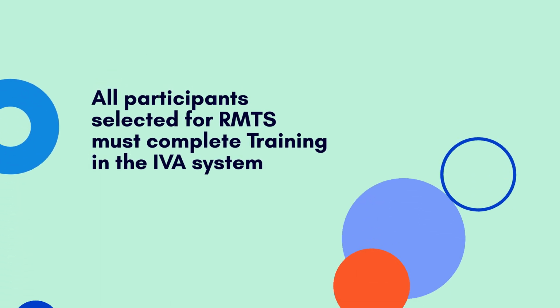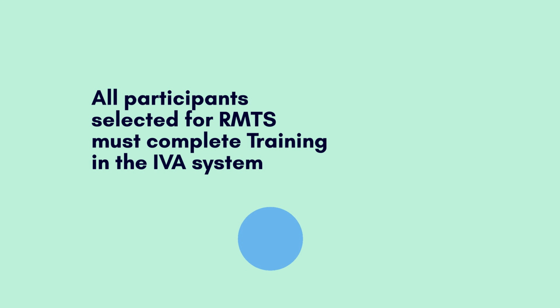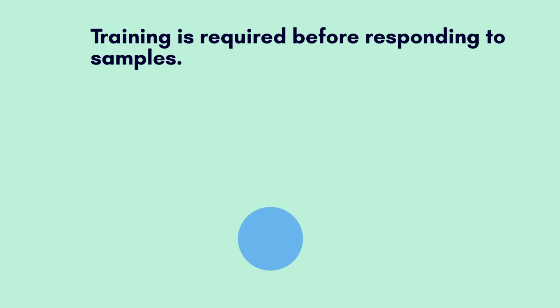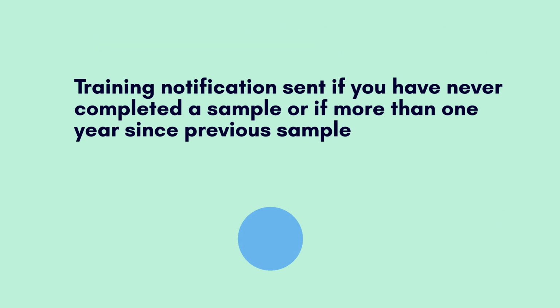All participants that are selected for a Random Moment Time Study must complete training in the IVA RMTS system. Before participants receive their first sample, they will be directed to complete their own web-based training independently. This training is required before the participant may respond to any samples. If the participant has not received a sample in the IVA system, or if it has been more than 1 year since they have been sampled, they will first receive a training notification. The training notice will come to them via email with a subject line that reads, "Required RMTS Participant Training."